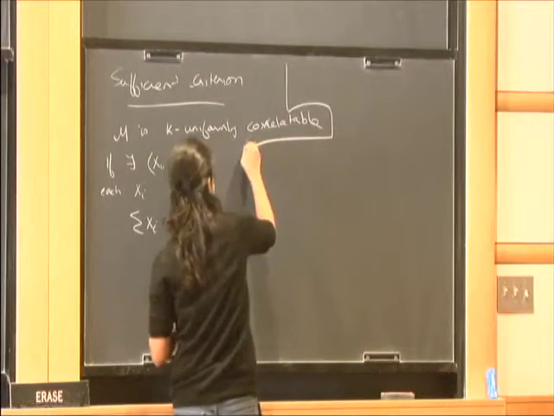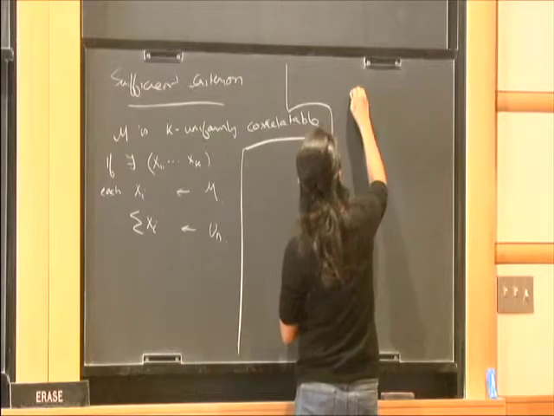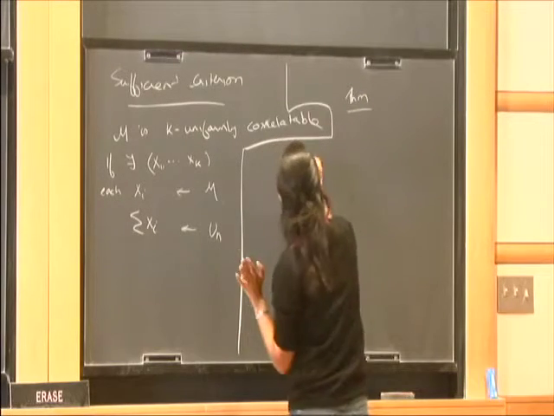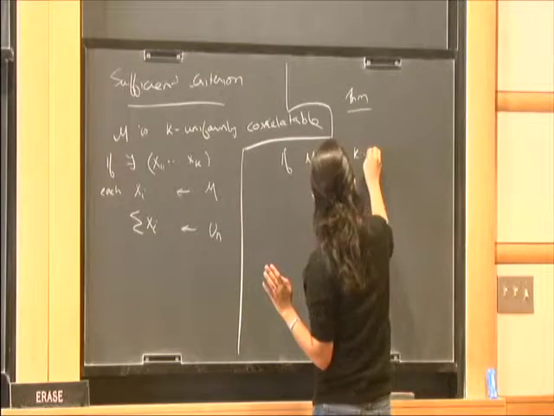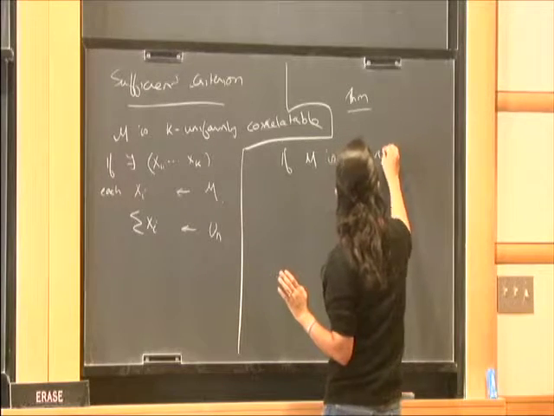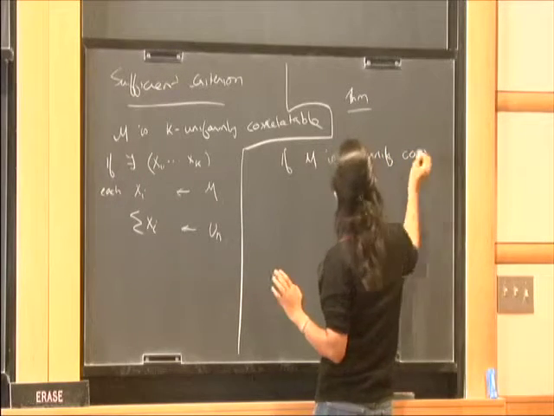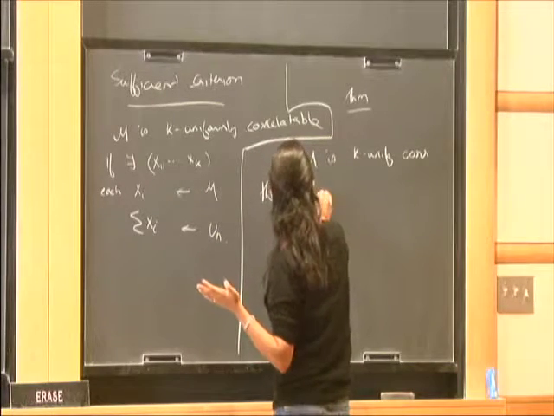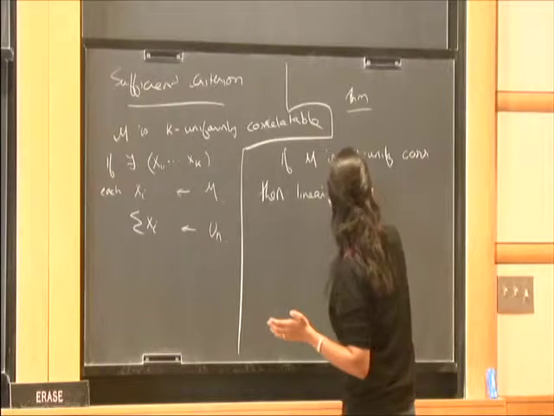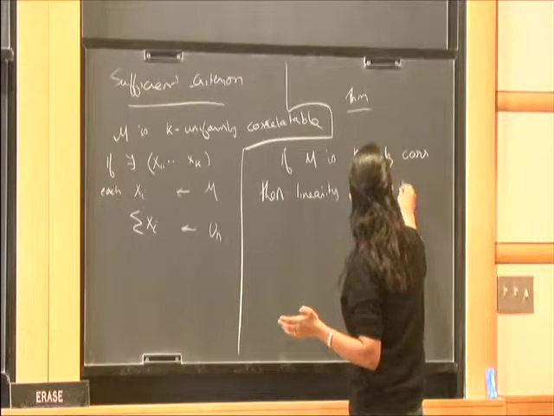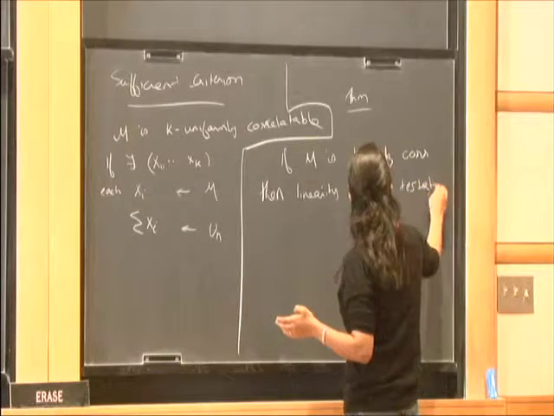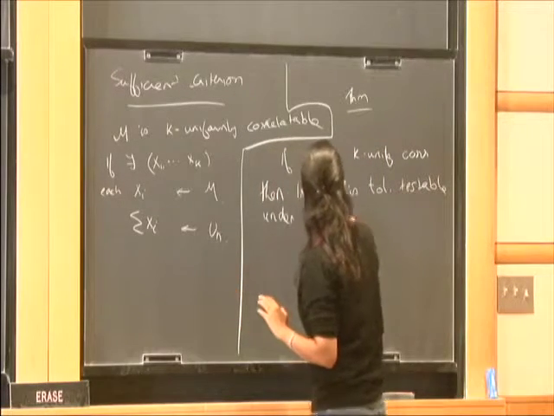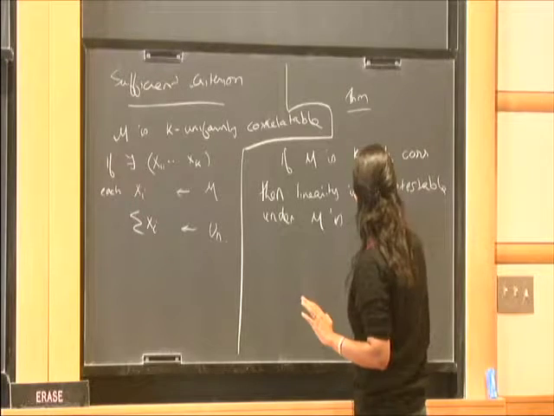And the main result, the theorem, says that if mu is k-uniformly correlatable, then linearity is tolerantly testable under mu in order k queries.